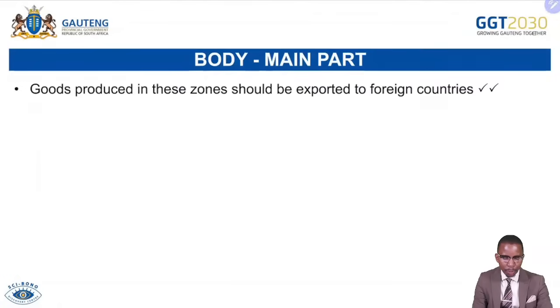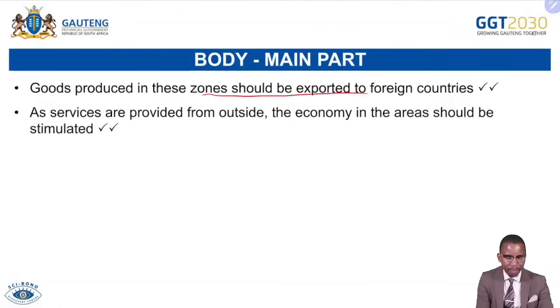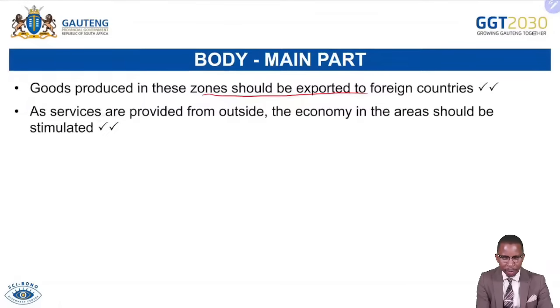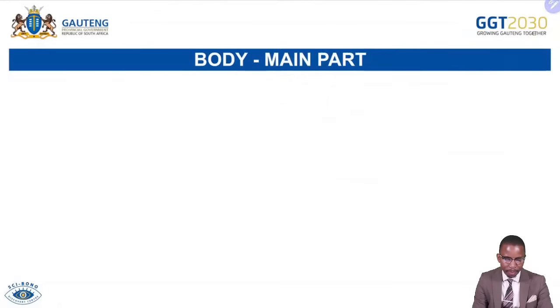We continue. Goods produced in these zones should be exported into foreign countries, not be sold locally. A service provided from outside the economy in the area should be stimulated. An ITZ offers world-class infrastructure, enjoys zero rate of VAT on supplies from South African sources, and reduced taxation on some products.